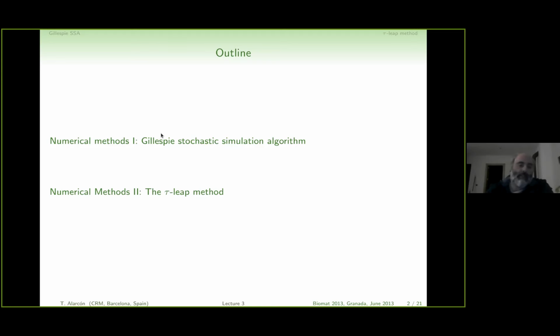I will start by explaining the Gillespie stochastic simulation algorithm, which is my favorite numerical method in the world, and I think it's a very nice method, and it has some rather unique features. And then we will go to my least favorite numerical method in the world, but this is one thing that a lot of people apply. So I will also tell you about it.